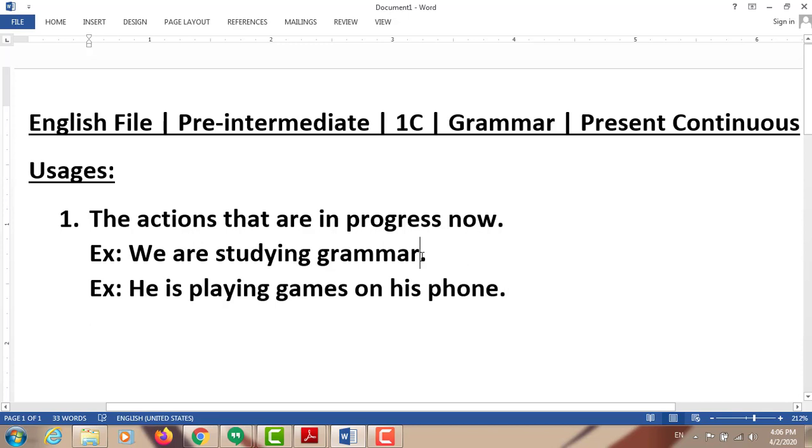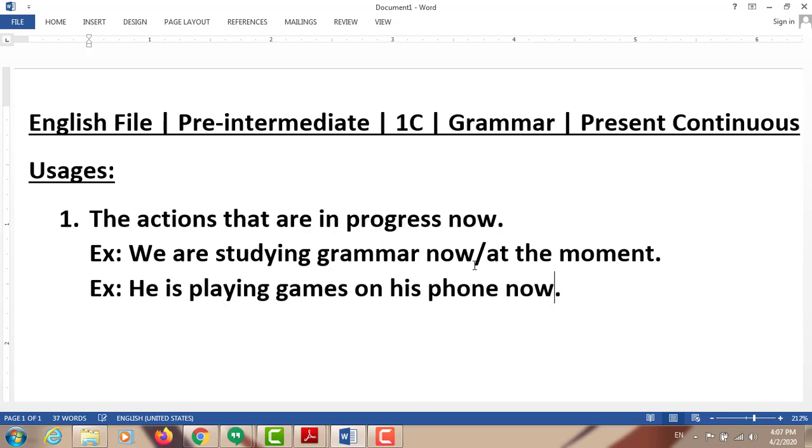To make this one very specific, that you are talking about something which is right now, but when it's like at the moment, people know that you are talking about something that is in progress. But for this one, we can add now as a time expression, now or at the moment. You can add both, okay? Now or at the moment.